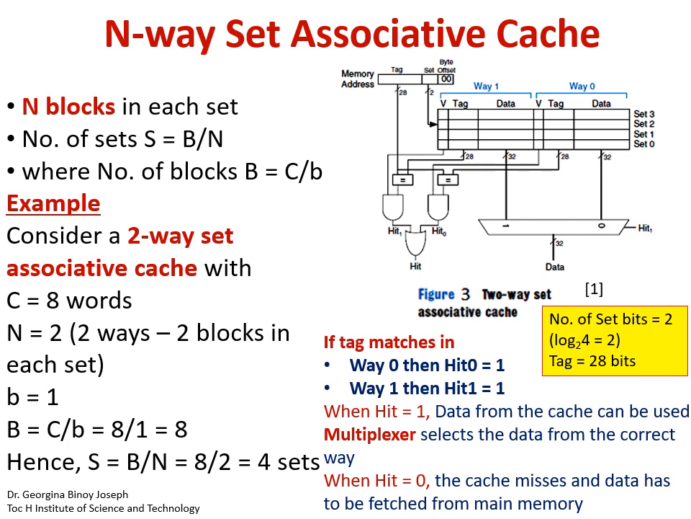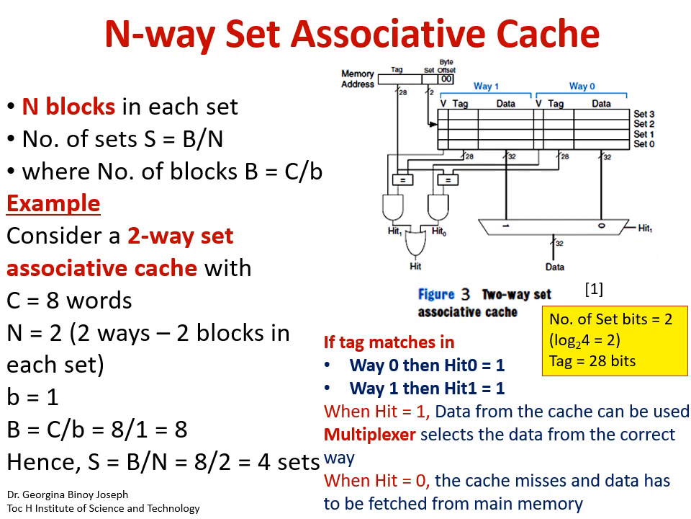Now, if one of these things hits, then hit will become equal to 1. If hit is equal to 1, data from the cache can be used. But which data? Is it this data from way 1 or this data from way 0? For that, we require the use of a multiplexer.